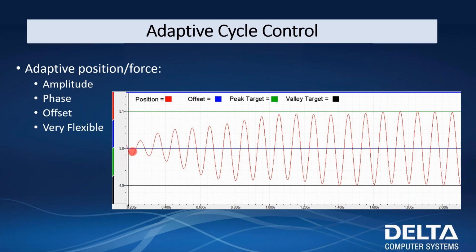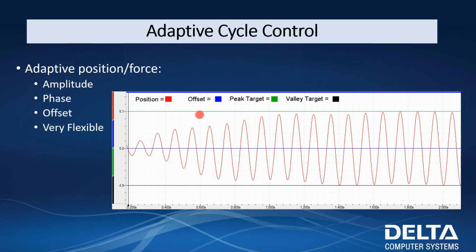So the plot that I have here, the red you can see is my actual position. The blue is my target offset. The green is my peak target, and the black is my valley target. So with standard PID, we were not able to achieve this, right? It's just too slow. Maybe this frequency is just far too fast for a standard PID to keep up with.